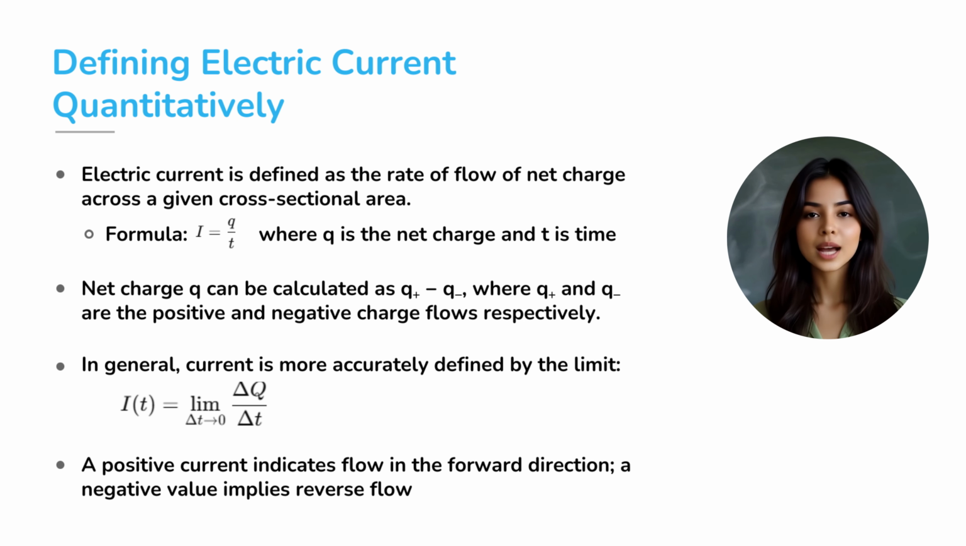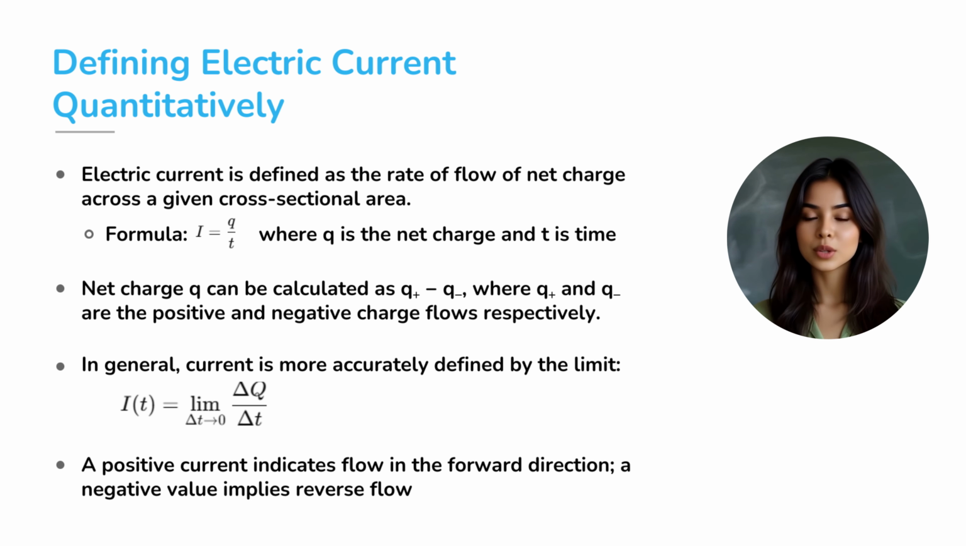So, how do we actually define electric current? Imagine a wire, and we are zooming into a small cross-section of it. Over time, some positive charges may move forward and some negative charges may move backward. To calculate net flow, we subtract positive forward minus negative backward. Let's say Q is the net charge flowing through in time t. Then current, denoted by capital I, is I equals Q divided by t.